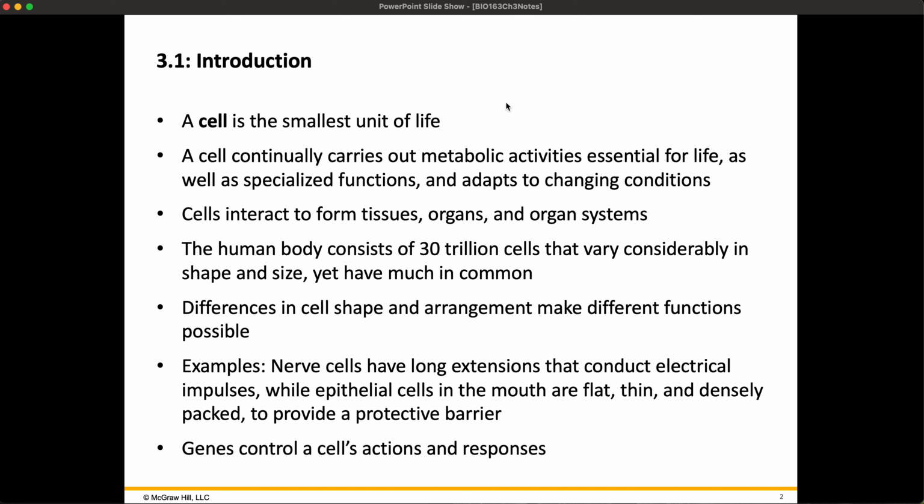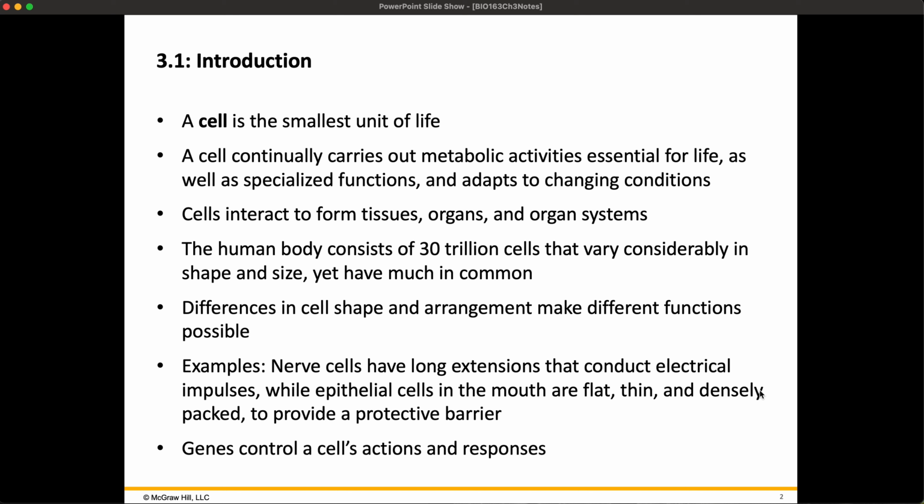So a cell is the smallest unit of life when we're talking about how the world is organized. Yes, there are smaller things in a cell: macromolecules, atoms, subatomic particles, but a cell is the smallest unit of life. It's the smallest unit of organization that is able to exhibit the characteristics of life. It's continuously carrying out metabolic activities, meaning both building and creating new molecules as well as breaking some down, ingesting resources to then break them down through those catabolic and anabolic actions. It interacts to form tissues, organs, and organ systems. Again, thinking about how structures are organized, cells do come together to form larger structures.